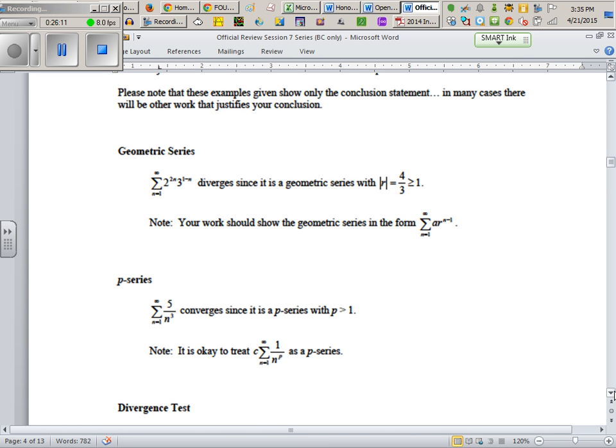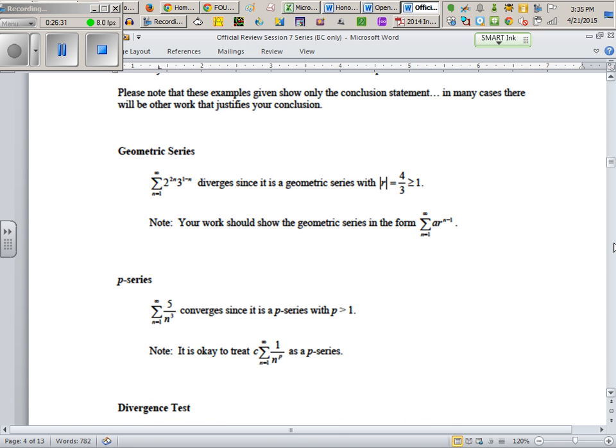And to pull it out front and to say 5 times 1 over n cubed is still convergent. 1 over n cubed converges, comes out to a value. I then multiply by 5. It's still a convergent value. So don't stress out about the 5 on top and wonder what to do with it. Just leave it in your work or pull it out front.